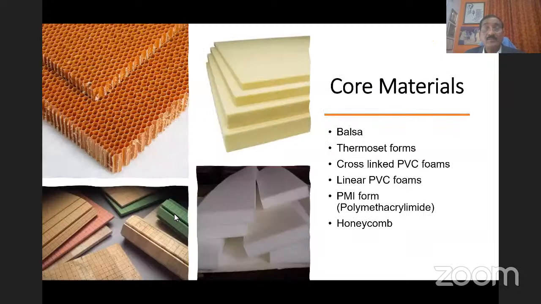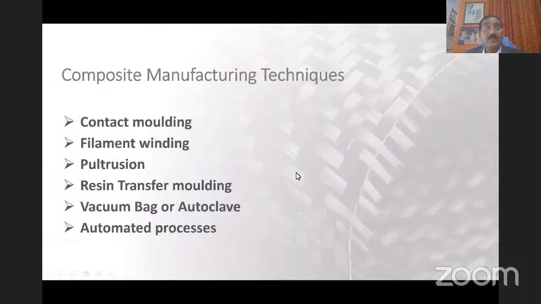And the core materials: balsa, a wood-based material in between for lightweights, thermoset foams, cross-linked PVC foams, and PMI polymethacrylimide foams and honeycombs are used especially for lightweight, bigger structures in marine applications and body buildings.